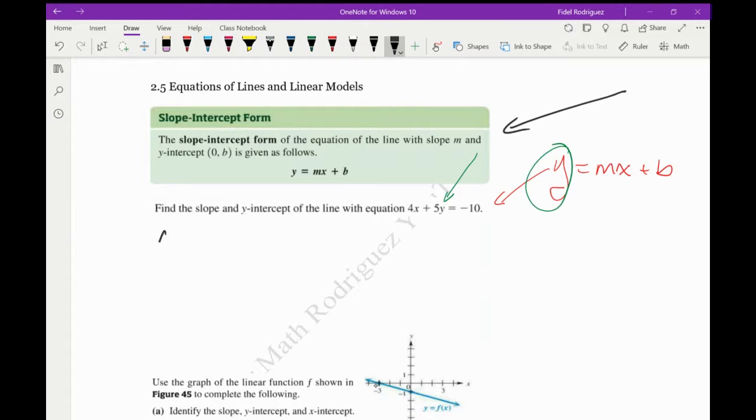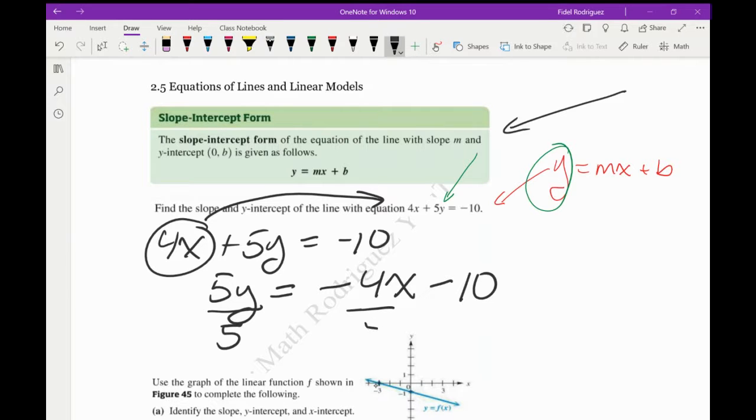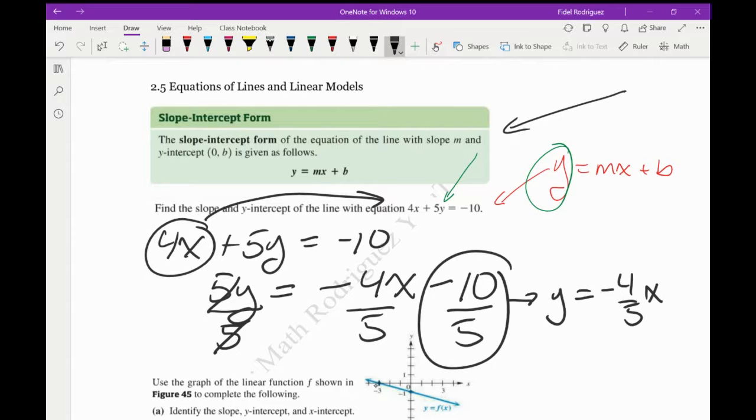So if my equation is 4x plus 5y equals a negative 10, the first thing I'm going to do is move that 4x to the other side. And since we're crossing the equal sign, that 4x is going to become a minus 4x. And we still have the minus 10. And so now we're going to divide everything by 5. We're just going to go one piece at a time. And those are going to cancel. So we're going to end up with y equals negative 4 over 5x. And then a negative 10 divided by a positive 5 should be a minus 2.